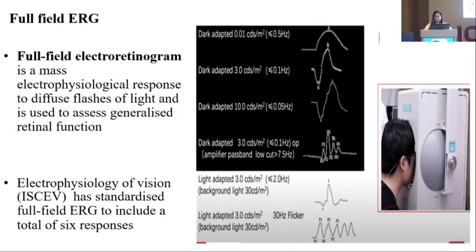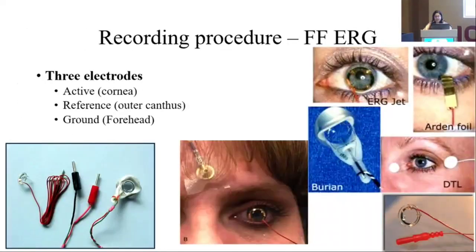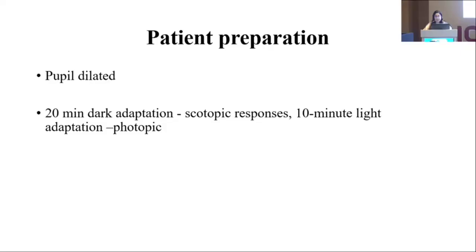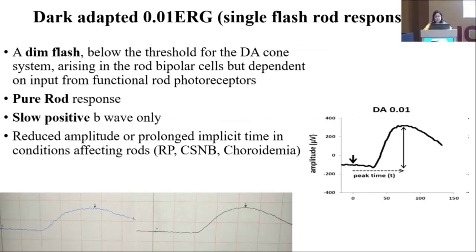generalized retinal function. ISCEV has standardized the full field ERG into a total of 6 responses. The first 4 are the dark responses, and the last 2 are the light responses. The 3 electrodes: active electrode is placed at the cornea, reference at the outer canthus, and ground electrode is placed at the forehead. Pupil is dilated. There is 20 minutes of dark adaptation for recording the scotopic responses and 10 minutes of light adaptation for recording the photopic responses.